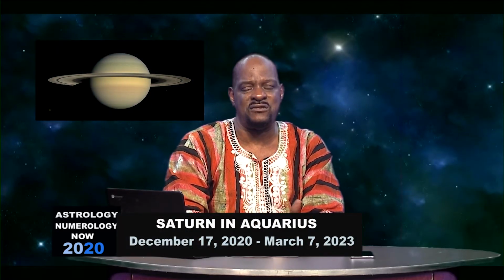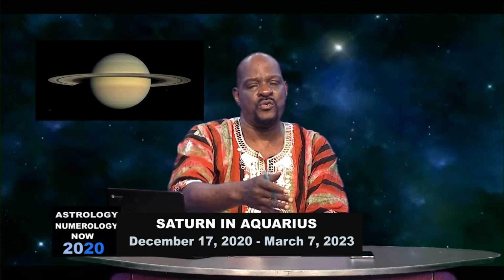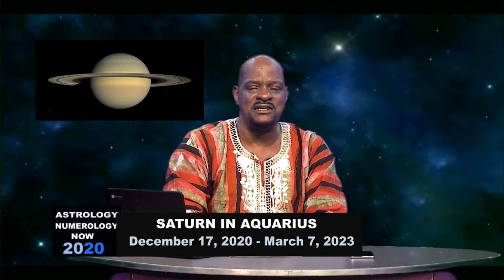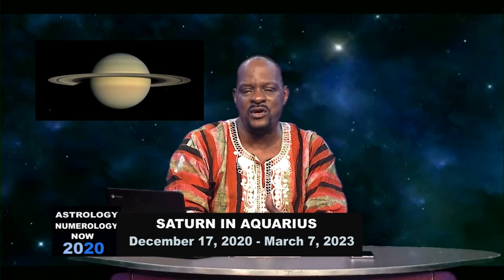Now, before we close out this little segment of Astrology Numerology Now, from an astrology point of view, we have Saturn and Jupiter in the sign of Aquarius. Aquarius is the 11th sign of the zodiac. Saturn in old school astrology was the ruler of Aquarius until the discovery of the planet Uranus in 1781. And we also have Jupiter in the sign of Aquarius.